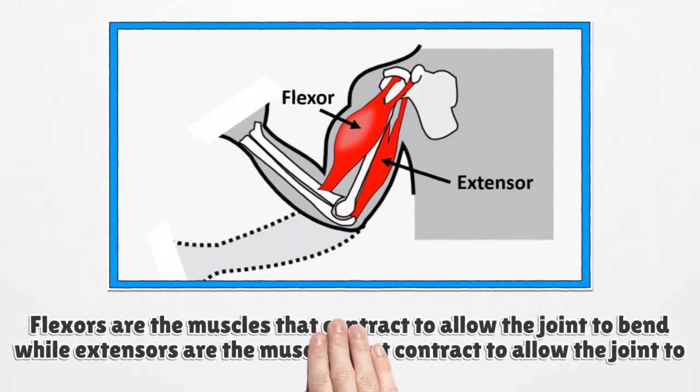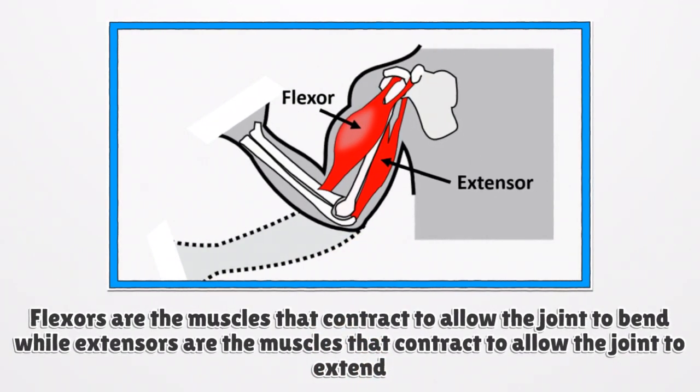The first term that can be used to describe a muscle is the word flexor. Flexors are those muscles that bend the joint when they contract, while extensors do the opposite action. They straighten the joint when they contract.